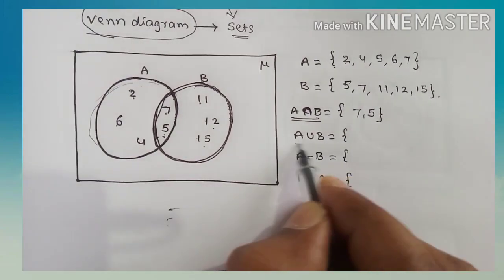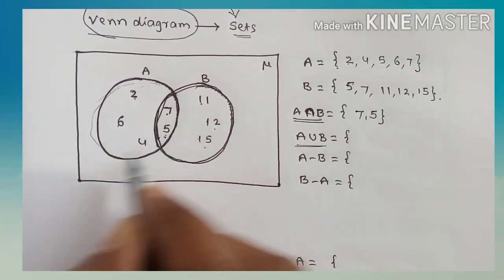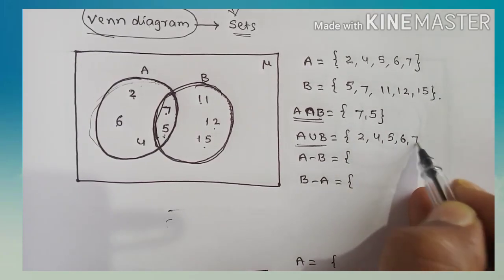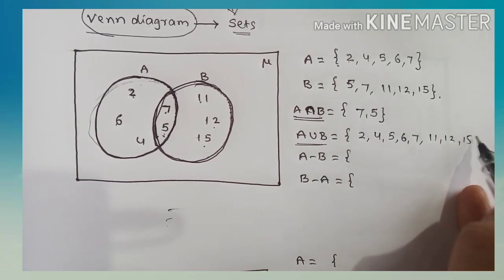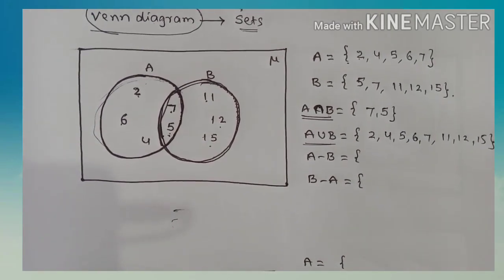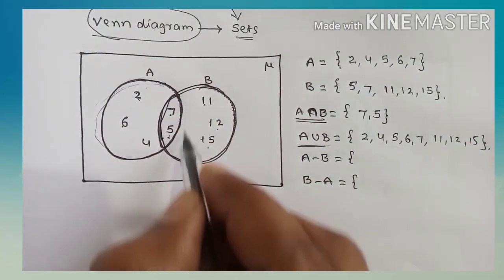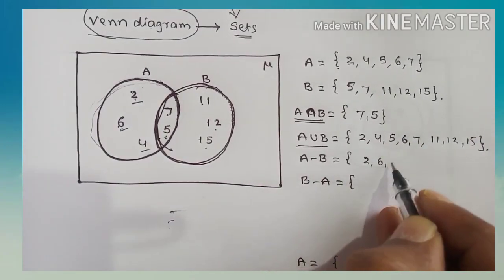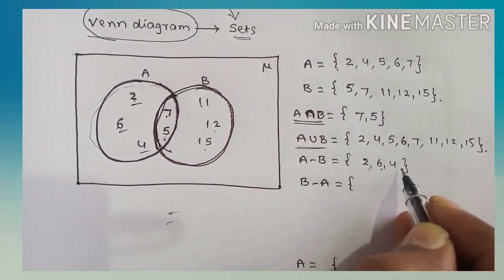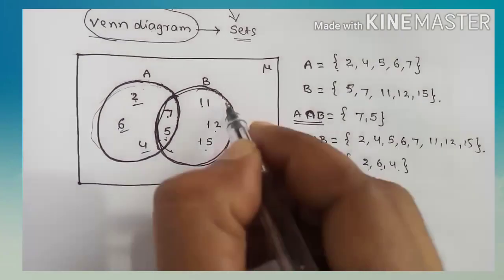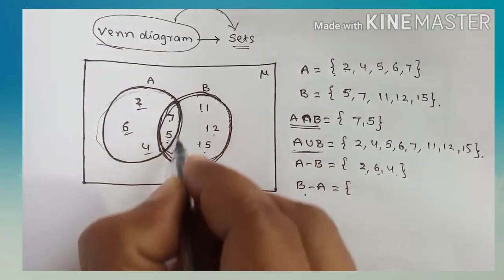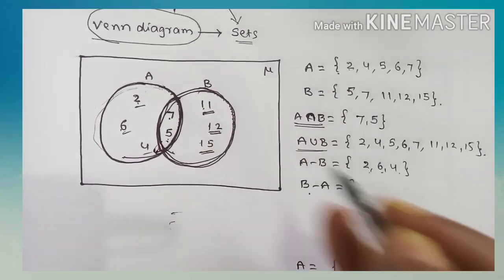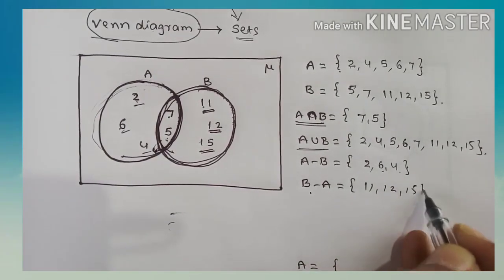Union means you have to write all elements, so you should not leave any number. 2, 4, 5, 6, 7, 11, 12 and 15. And A minus B: out of A you have to remove B, so these three are the numbers. What are those? 2, 6, 4 or 2, 4, 6, anything is correct. B minus A: out of B, what elements do you have to remove? This part is removed. These are the remaining elements: 11, 12, 15.